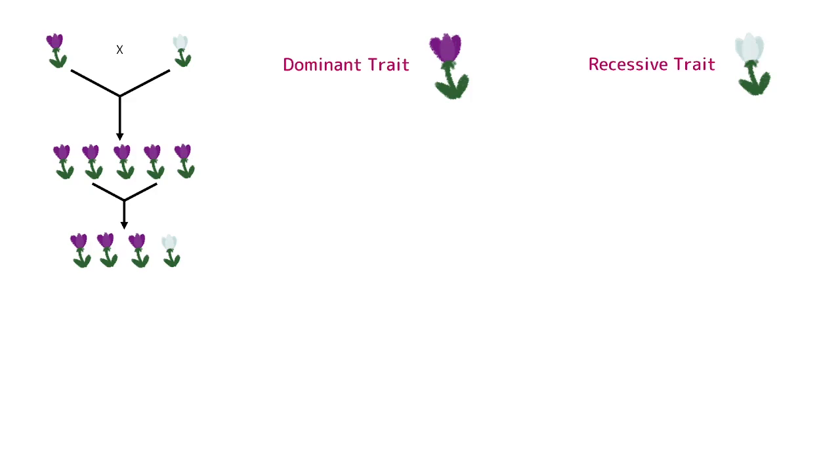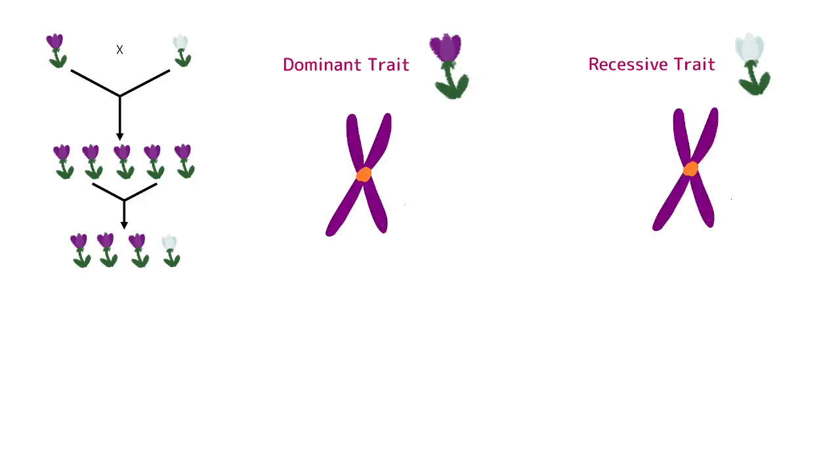Now, to go into a little more detail, we know that these kinds of traits are written into the hereditary material called DNA, which is organized into chromosomes. Now, this DNA contains segments called genes.